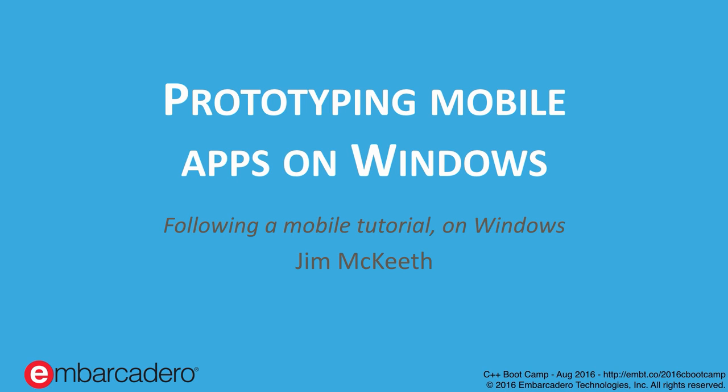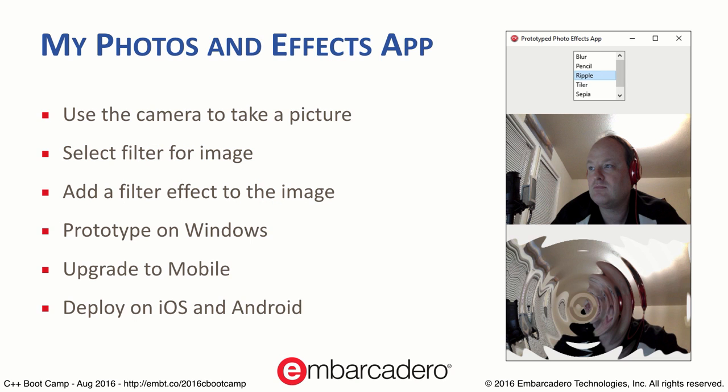So we're going to look at prototyping a mobile app on Windows. We're going to basically follow a mobile tutorial, except we're going to do it on Windows, and then we'll change it over later. So this is what we're going to build. It's a simple photos and effects app, actually combining two tutorials, one on using the TCamera component to take a photo, and the second on applying a filter to an image.